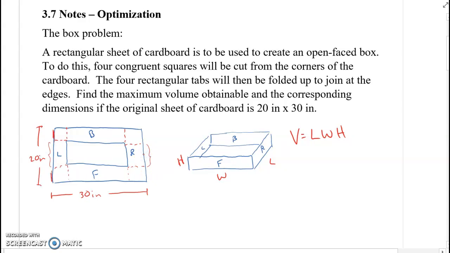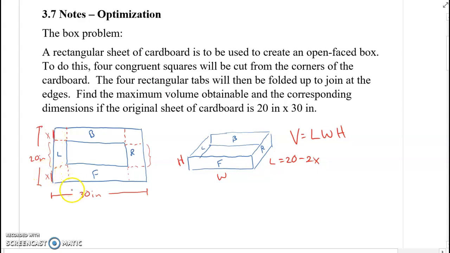length of this box is going to be 20 minus 2 different side lengths of the square. So we've got a side length down here, we've got a side length up here. So 20 minus x is going to be that length in the middle. So that length in the middle is 20 minus 2x. Right? We're subtracting x twice.